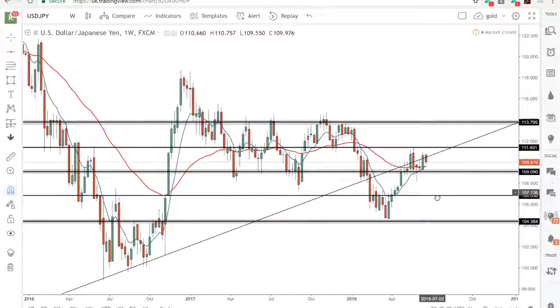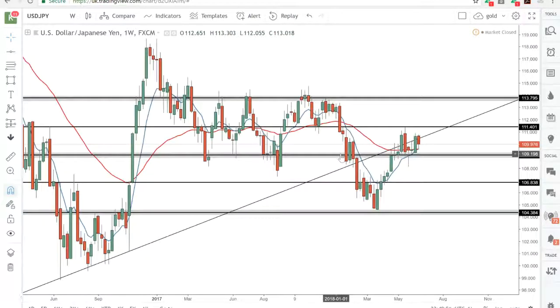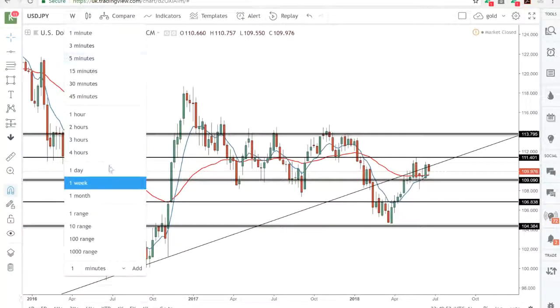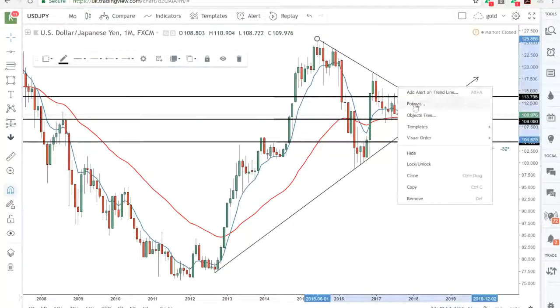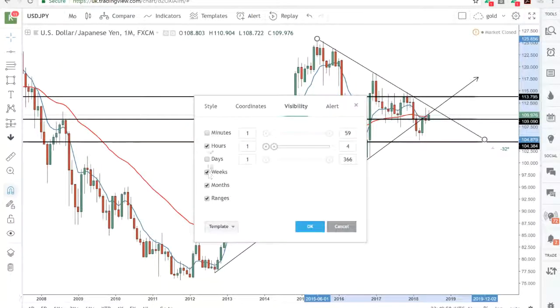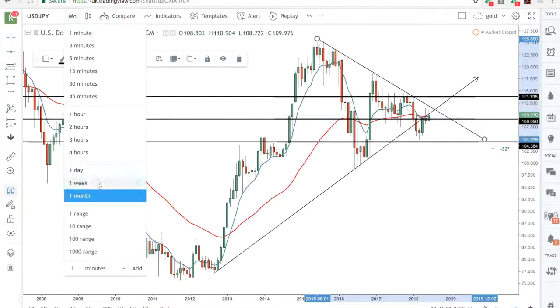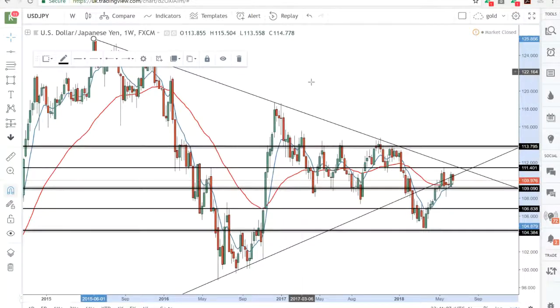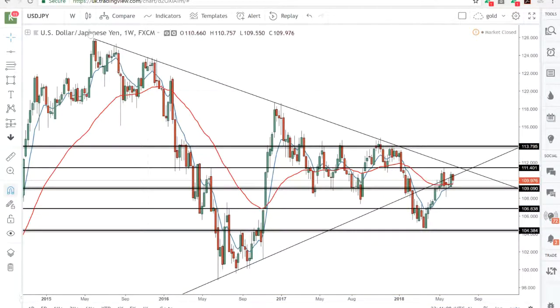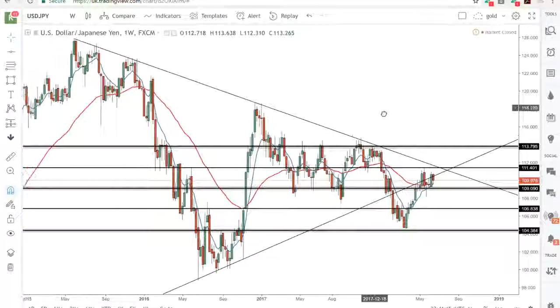So if we get back to the analysis, where did that downward trend go, there we go. If we set this to appear in the weekly time frame as well, there you go, you can see it there, quite nice on the weekly time frame. We've got 1, 2, 3, 4, 5 bounces of this downward trend.